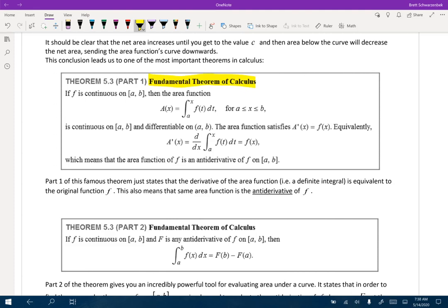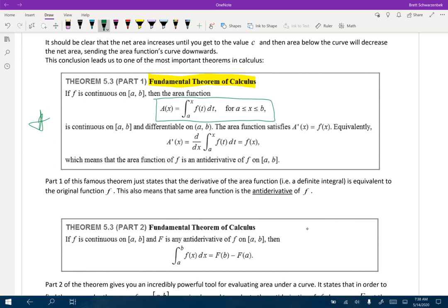The first part of the theorem is not so much that we use in application, but I can just summarize it real quick. First of all, it states the area function, right? We know that if the function is continuous on some interval a to b, then we can accumulate area using a definite integral. So that is the first statement.